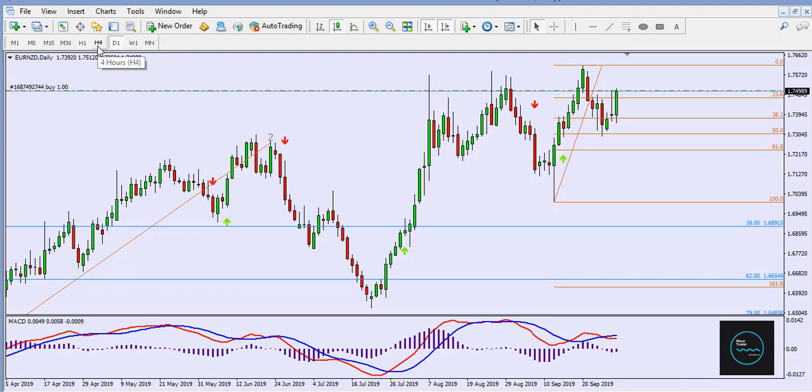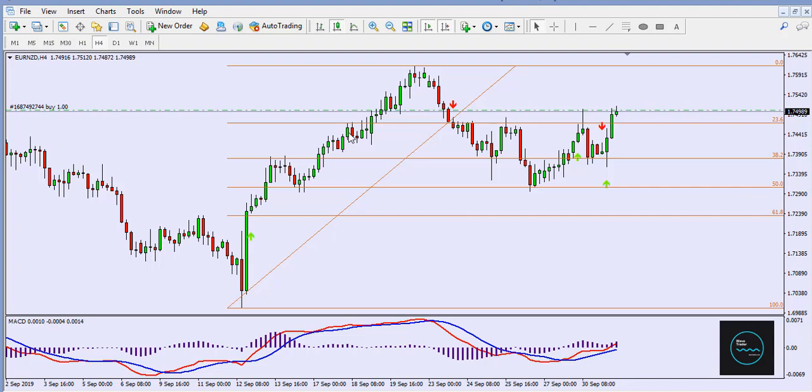You would have gone lower. So let's go to the 4-hour chart and see. So that means if I had been on the 4-hour chart, even though it was on the 50% retracement level, at least you would have seen the beginning of the move here.